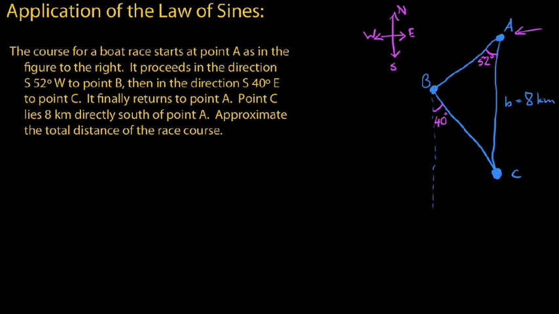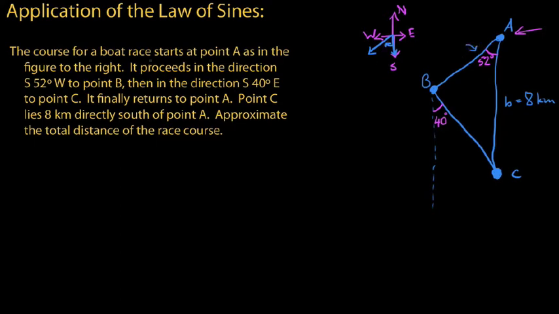But recall, when we talk about bearings, we typically give north or south first and then say how many degrees we deviate either to the west or to the east. So in this case, if you look at my little compass I drew up here, we say south. It's like saying we start south, and deviate 52 degrees to the west, which is this measurement that you see over here.